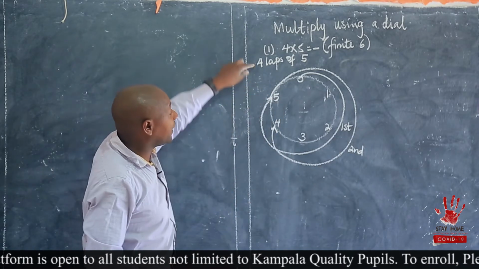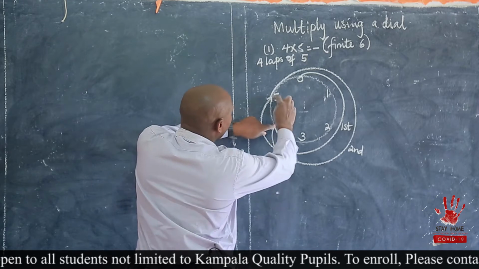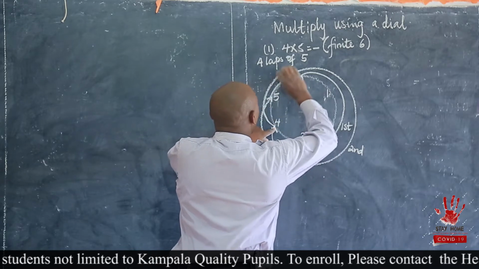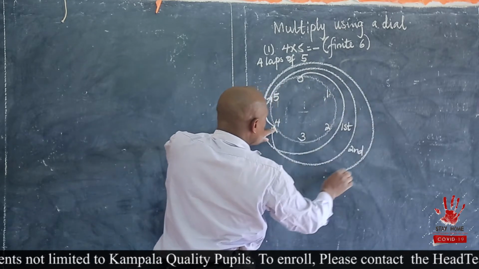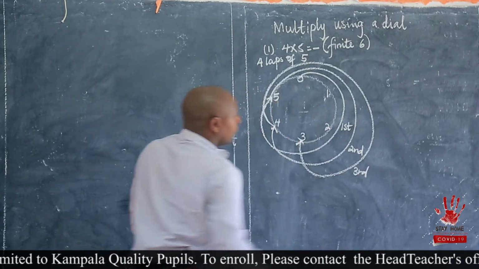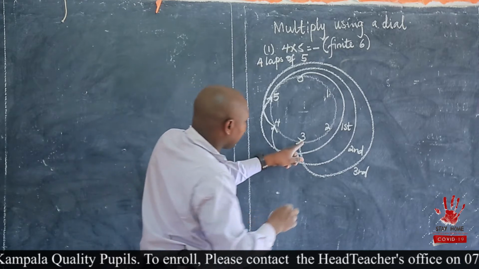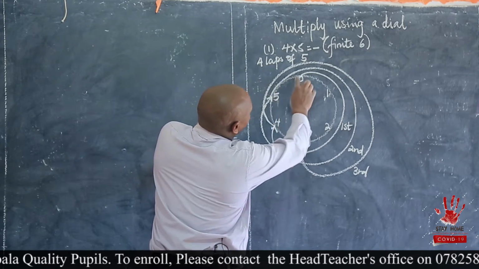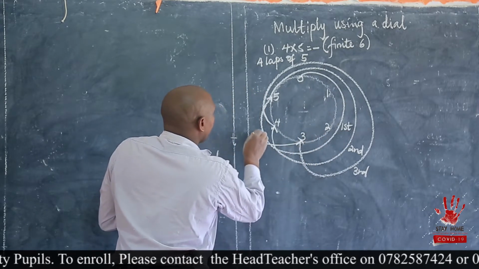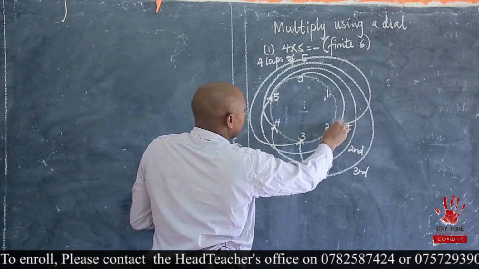But how many laps are we making? 4 of them. The third lap is running from 4. We count 1, 2, 3, 4, 5. It is running from 4 up to 3 here. So this is the third lap. But I've said, please, you have to make 4 of them. Each lap must cover 5. We start from here: 1, 2, 3, 4, 5. So the last lap is running from 3, and it moves until it reaches this point.